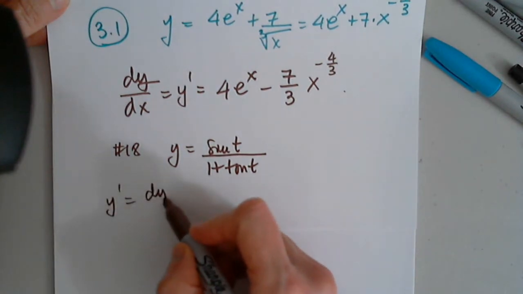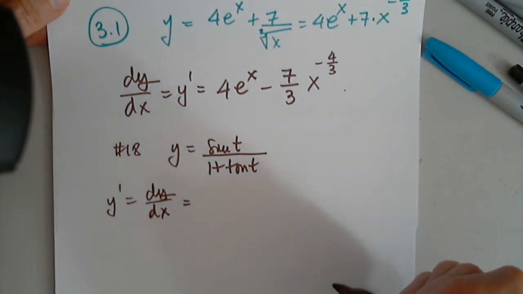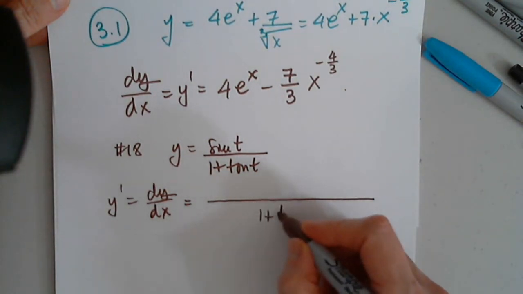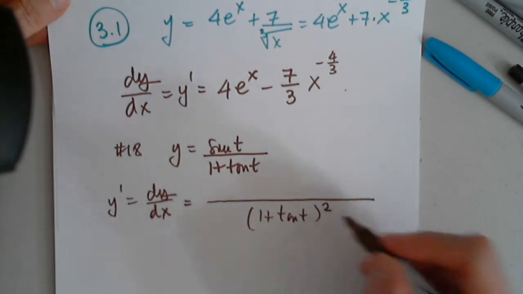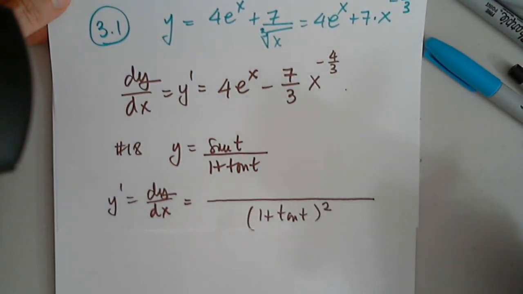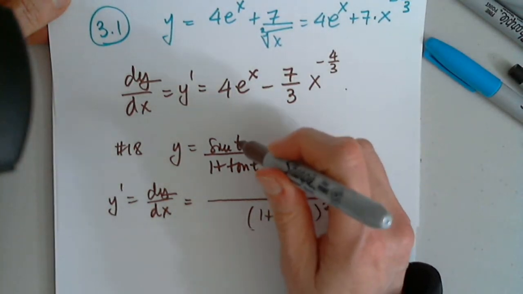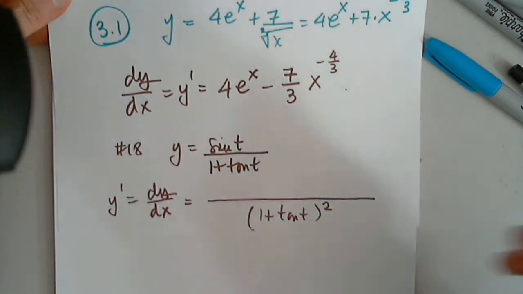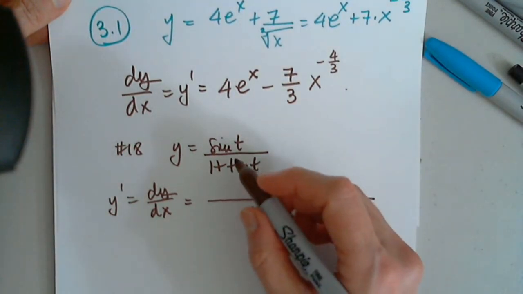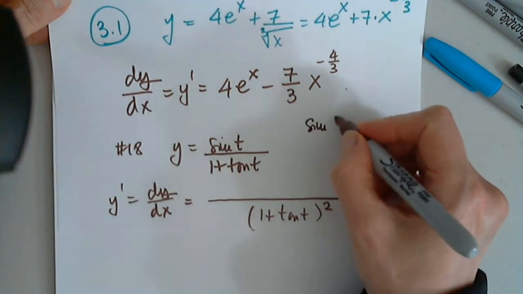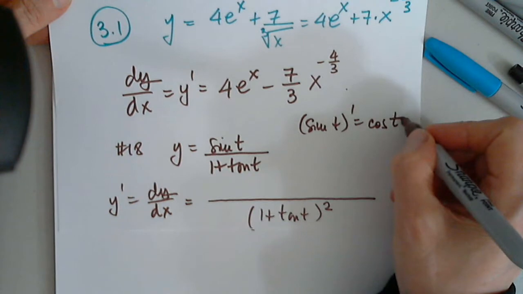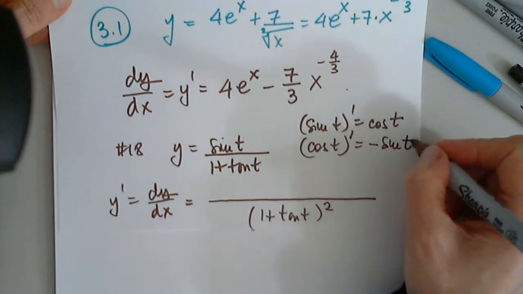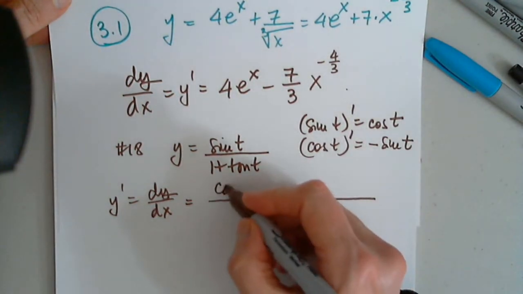So y prime or dy over dx, same thing. It's a quotient. I have to use the quotient rule. I prefer, not necessarily and not always, to get rid of the denominator ASAP. I differentiate the top. Can anyone tell us what is the derivative of sine? The derivative of sine is cosine. So sine t prime is cosine t, but cosine t prime is negative sine t. So this will be cosine t.